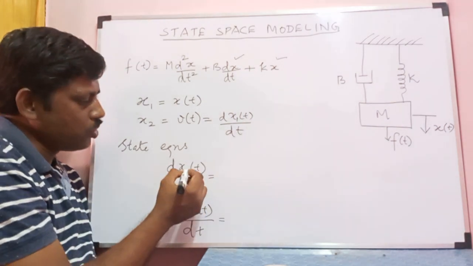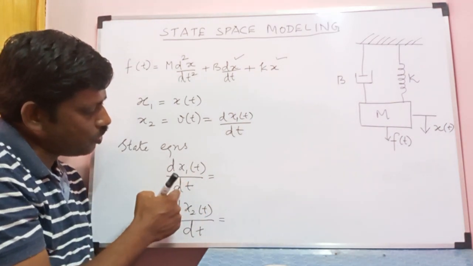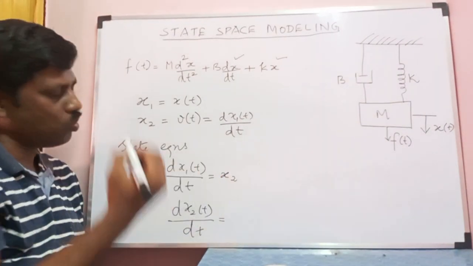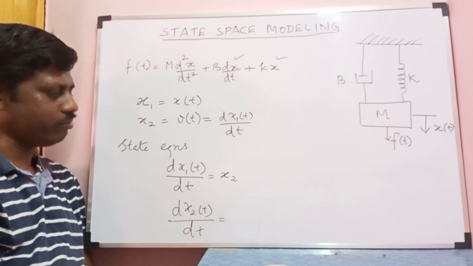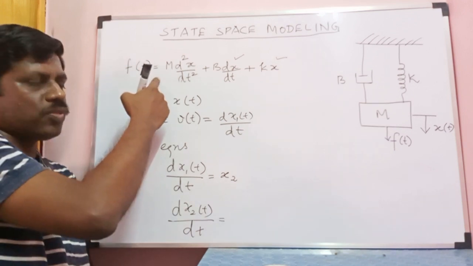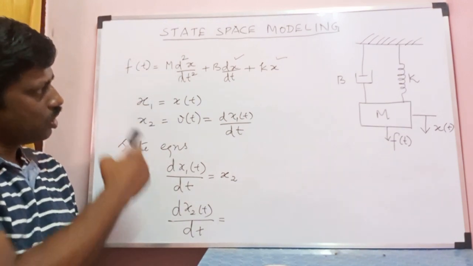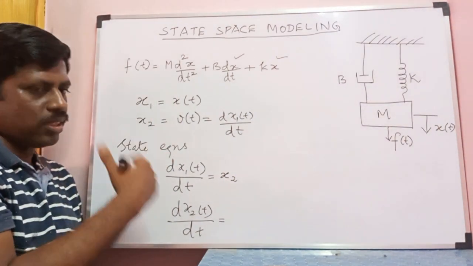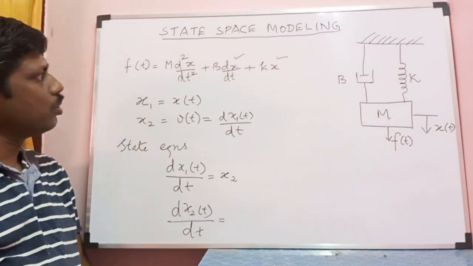Okay. So obviously dx1 of t by dt is already available. It is nothing but x2. So we got one state equation directly. Fine. Now I have to get the other state equation. So I'll make use of the differential equation. You can make use of the differential equations of the model system to get the other state equations.